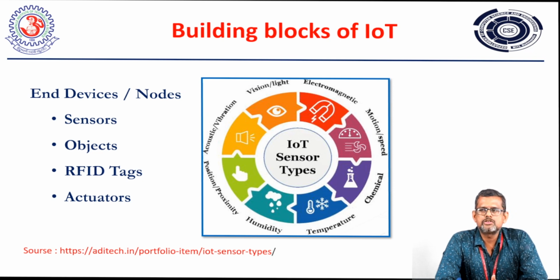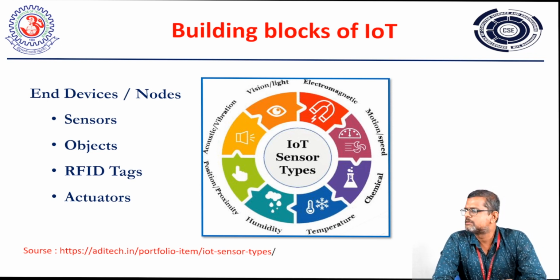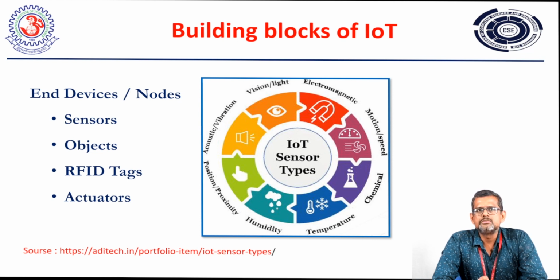Objects are of different kinds; as mentioned, a sensor is an object, RFID is an object. Likewise, we have one more thing called objects, that means it depends. So these are the various end devices. Here you can find electromagnetic, motion, chemical, temperature, humidity, next comes proximity, vibrations, vision. So all these are different end devices or different end applications.